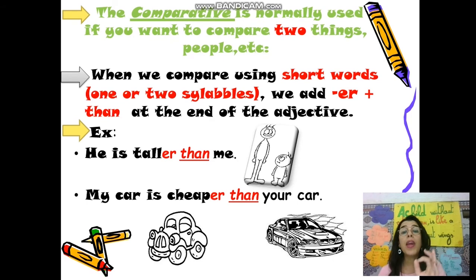Here, when we compare using short words, one or two syllables, we add er at the end of the adjective. For example, he is taller than me. So we have to add er and then we complete the sentence. The second example: my car is cheaper than your car. I think it's clear. You can see the differences. The first one is cheap, and the second one is expensive. The opposite of cheap is expensive.